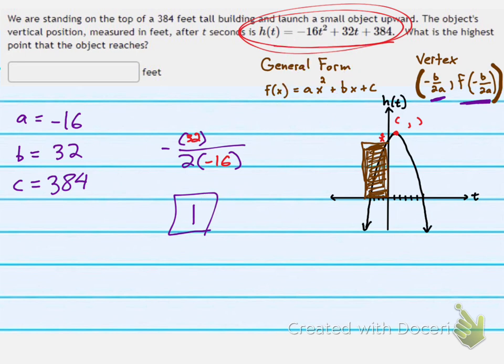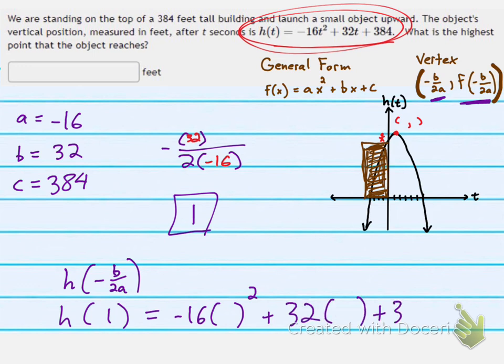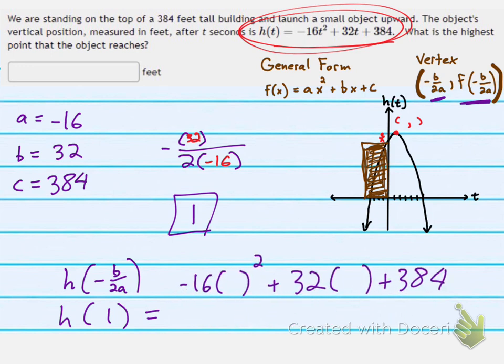So let's do that. And I'm going to call this the h of negative b over 2a, which we know is the h of, I'll put it down here, h of 1, and that is going to be negative 16t squared plus 32t plus 384. Notice every time I plug in, I always use parentheses. I'm going to move this up a little bit, and I'm going to plug in my t, which is 1 and 1.